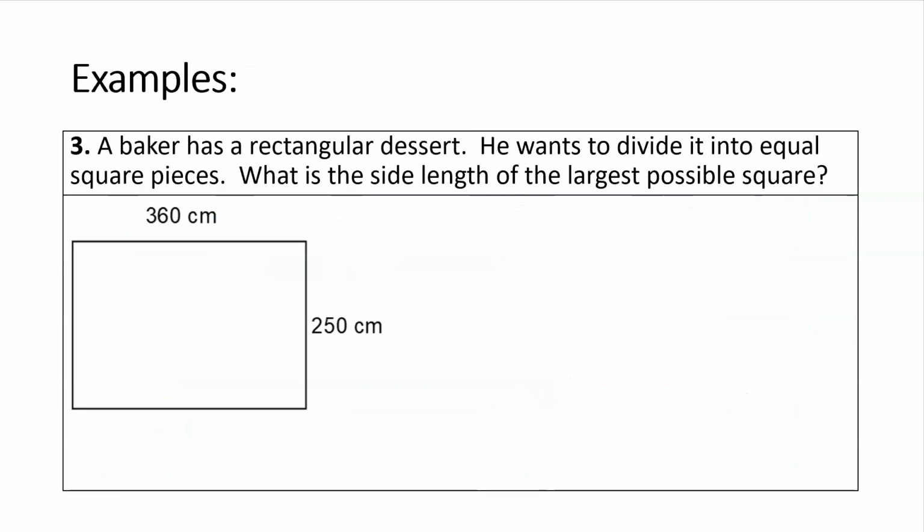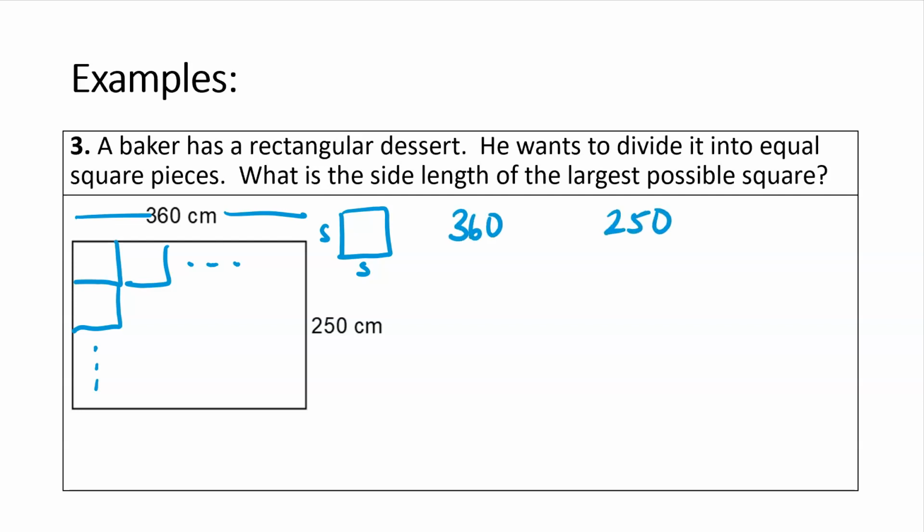Now let's take a look at a word problem. Here we have a baker that has a rectangular dessert. We want to divide that rectangular dessert into equal square pieces. What's the side length of the largest possible square? Now remember, with squares, each side length is the same. So what we're really trying to do is divide 360 evenly using the same length as we would if we divided 250 evenly. So really what we're trying to do is find the greatest common factor of 360 and 250.